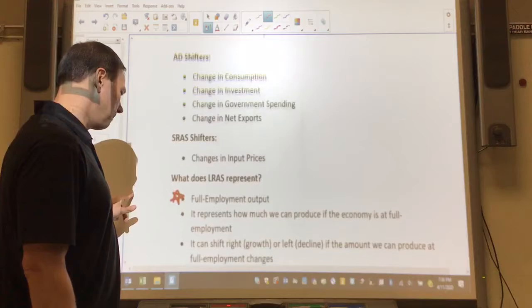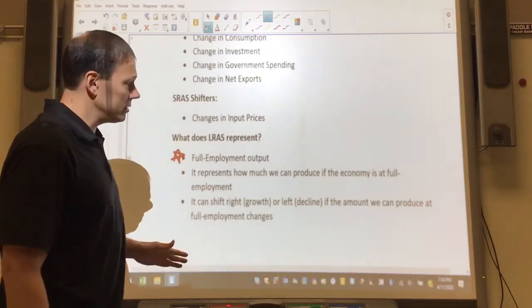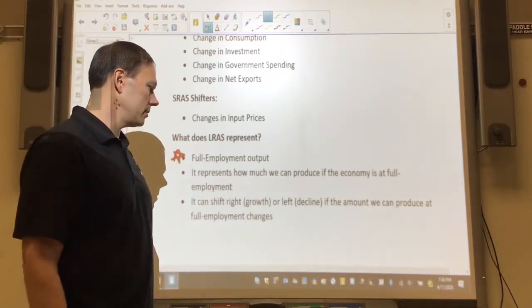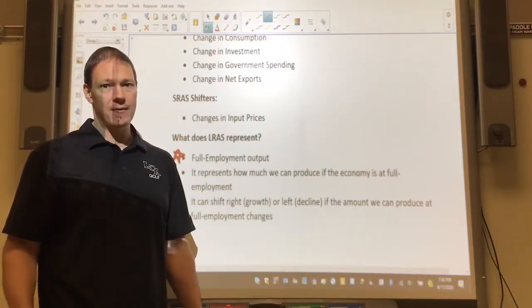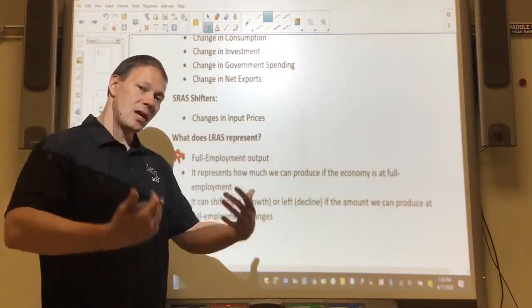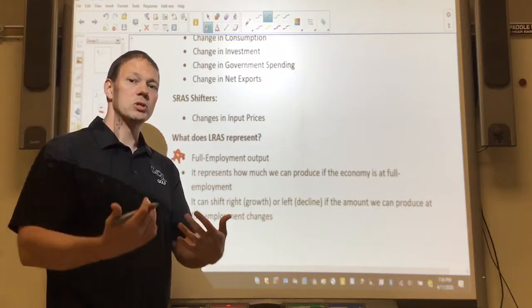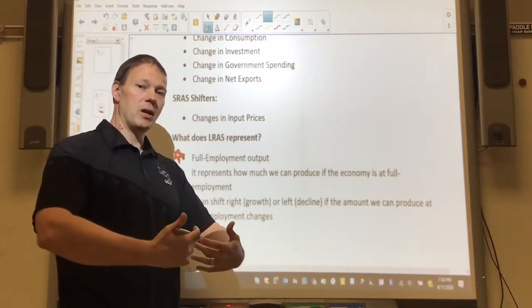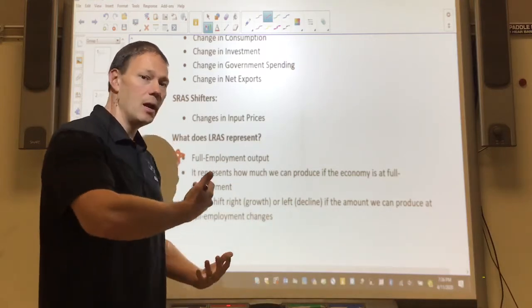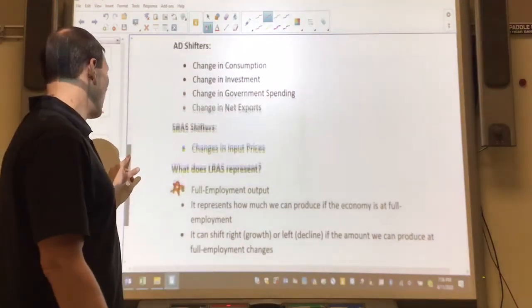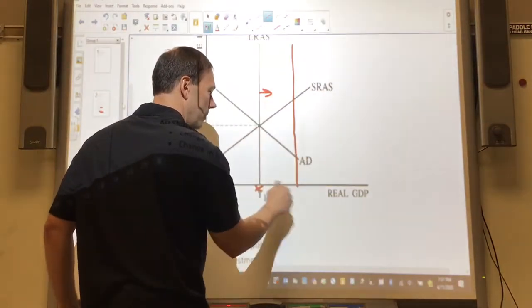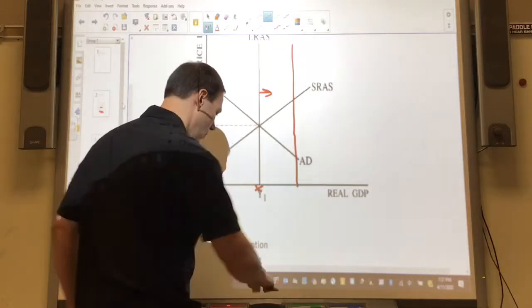All right, now, that's not to say that it can't move. If the LRAS shifts right, that indicates that our economy is growing. Think of after the Industrial Revolution or after the Technological Revolution. Using the same number of workers and resources, we can make more things because we found better, more technologically advanced ways of making things. So that LRAS could shift to the right, and that would certainly indicate that at full employment, we can make more than we did before.